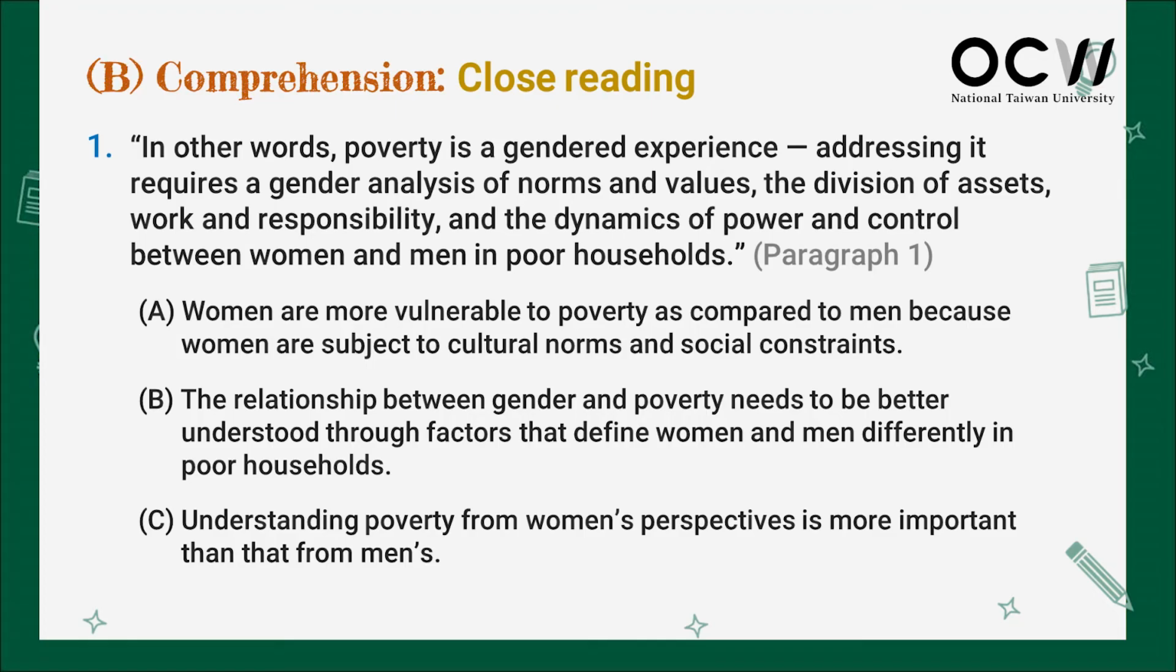Now I'm going to give you a little hint. The verb that is presented in this particular segment can signify important information as well as the attitude of the author. Can you find that particular verb? In this case, the important verb we're looking for is "requires a gender analysis." So the need, the urgency to do something. And based on the three options given, probably option B will fit the closest. So the relationship between gender and poverty needs to be better understood through factors that define women and men differently in poor households. Essentially, what analysis is, we need to look at the different causes and results. Did you get it right? Let's move on to the next one.